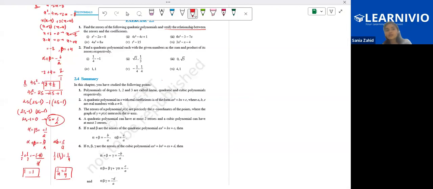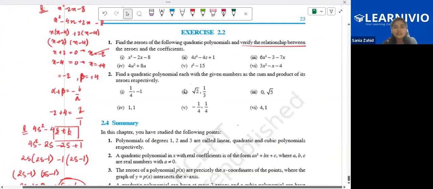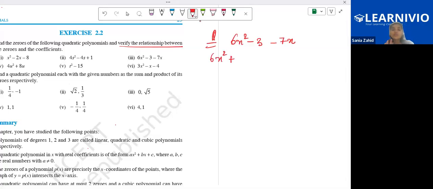Okay. Now we come to the next one. What is the next one? 6x square minus 3 minus 7x. So how are you going to do this one? 6x square plus 2x, no, 2x wait.